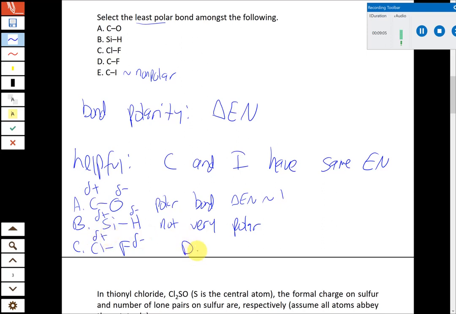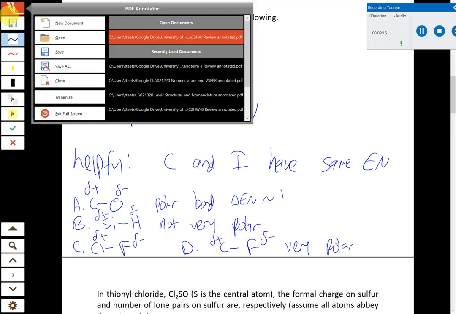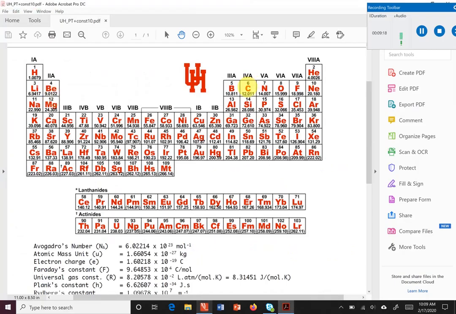Then if we go to choice D, which is CF, this is going to be a pretty polar bond because there's a large electronegativity difference between fluorine and carbon, being about 3 columns apart in the periodic table. So you have a pretty big increase in electronegativity as you go from carbon to fluorine.